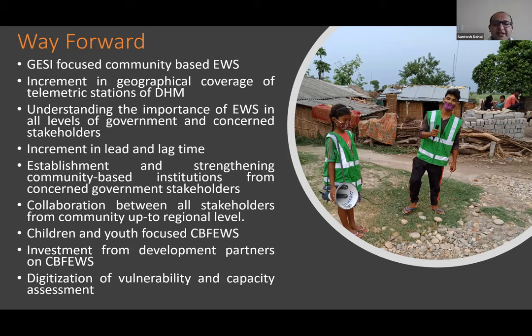Another is an increment in the lead and lag time of the systems we establish, and the establishment and strengthening of community institutions by the concerned government stakeholders. The Disaster Management Act 2017 clearly mentions that community disaster management committees should be formed at the local level. But these are being formed only at project sites where development organizations work, not at all community levels. If this is emphasized, community-based early warning would make it easier to save the lives and properties of the people.